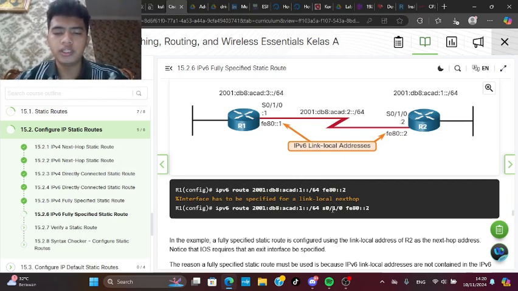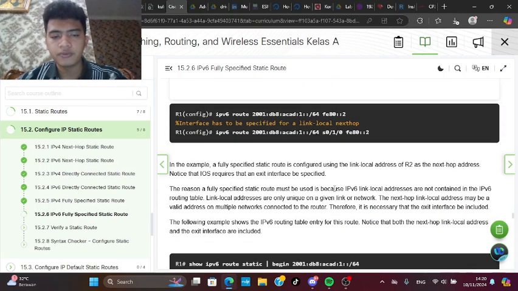We have to use the serial interface again, not just the link-local addresses. As you can see, it has to be specified for the link-local next hop. So in the example, a fully specified static route is used with the link-local address of router 2 as the next hop address. Notice that IOS requires that an exit interface be specified. So we cannot really just use the link-local addresses of IPv6. We must specify the exit interface for it.